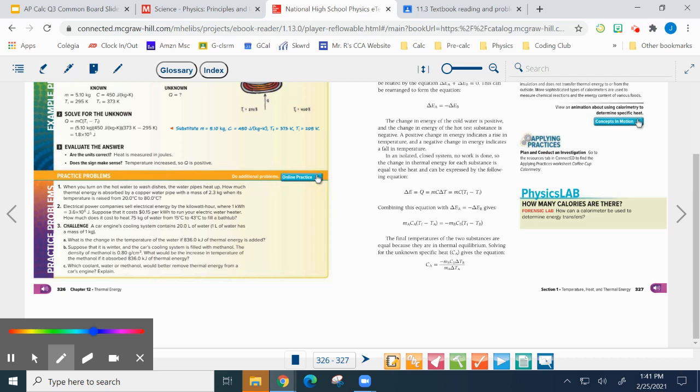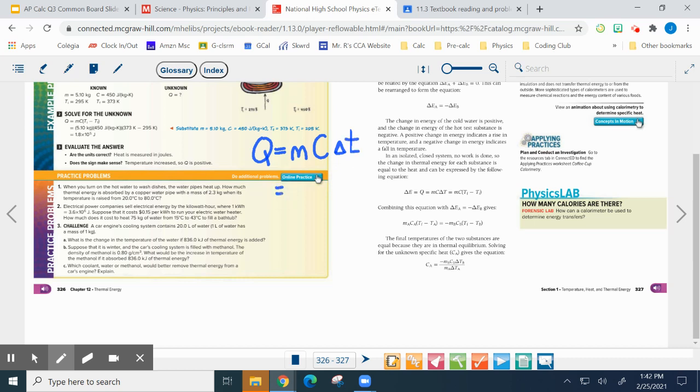Okay. Electrical power companies sell electrical energy by the kilowatt hour, where 1 kilowatt hour equals 3.6 times 10 to the 6 joules. Suppose it costs 15 cents per kilowatt hour to run your electric water heater. How much does it cost to heat up 75 kilograms of water from 15 to 43 degrees C? Okay, so first we're going to calculate the energy that it takes to heat that water, right? That's going to be the energy is going to equal the mass times the specific heat times the change in temperature, right?